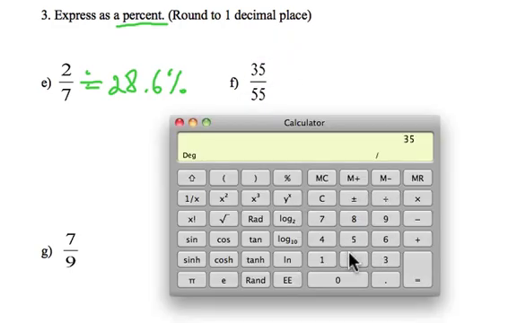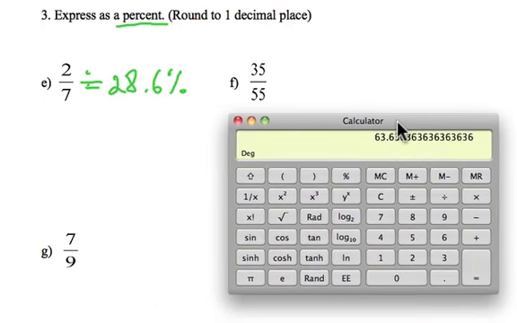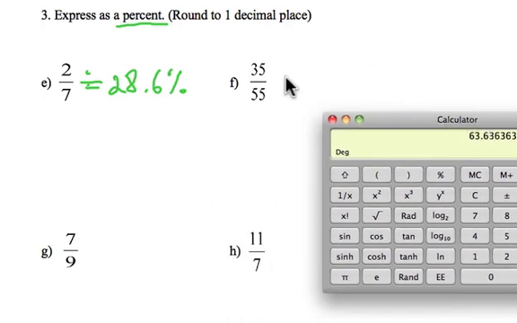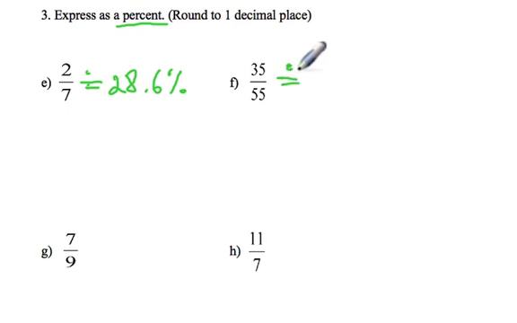Next one, 35 out of 55. 35 divided by 55 equals, and now to express this decimal number as a percent, we will multiply that by 100 equals 63.63, but we have to round to 1 decimal place. So the 3 will round 6 down. So the answer is 63.6.